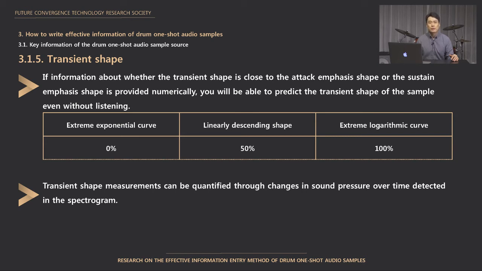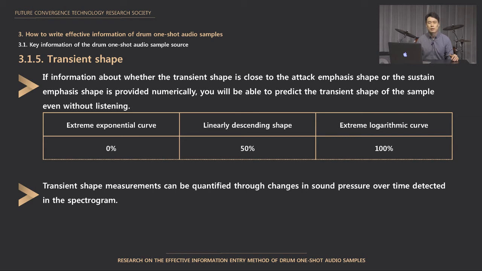At this time, if you set the value of the linearly decreasing shape at 50%, the attack emphasis type value corresponding to the extreme exponential curve at 0%, and the sustain emphasis type value corresponding to the extreme logarithmic curve at 100%, while using percent units to express the value, you will be able to predict the transient shape of the sample even without listening.